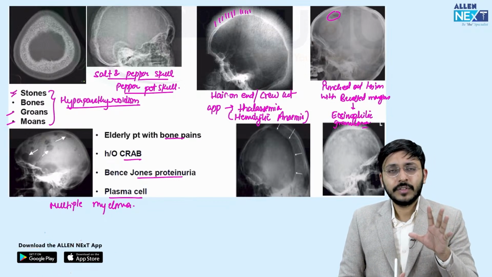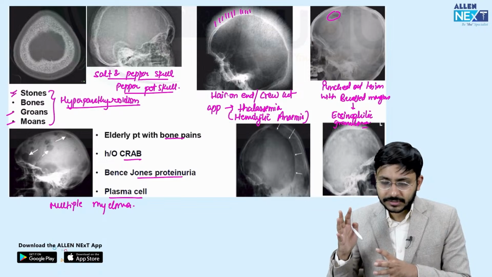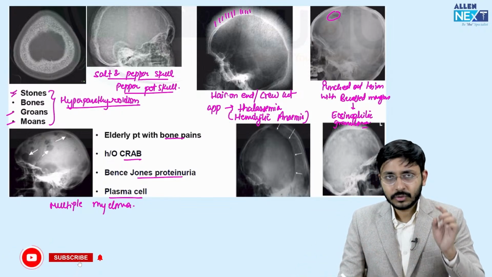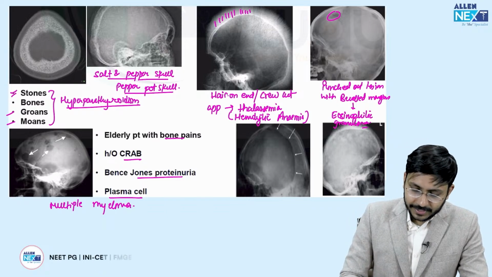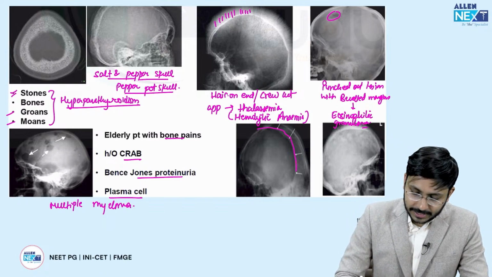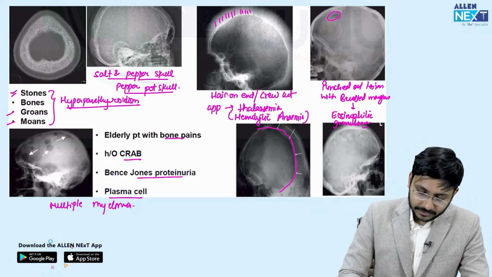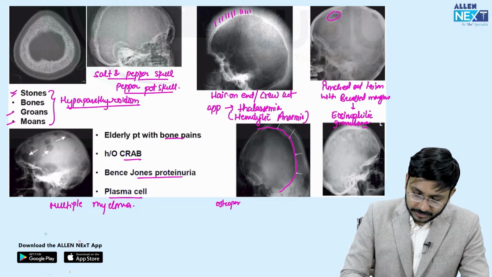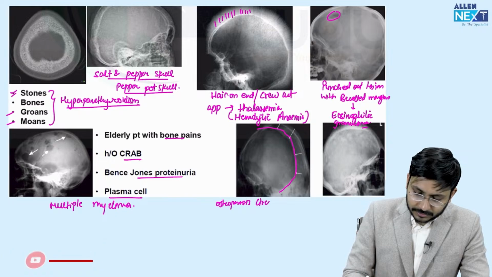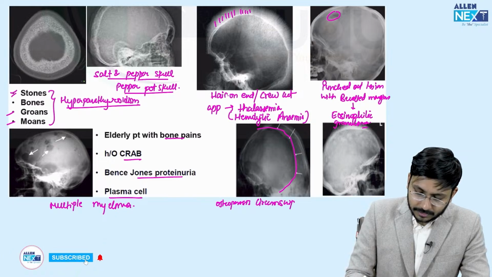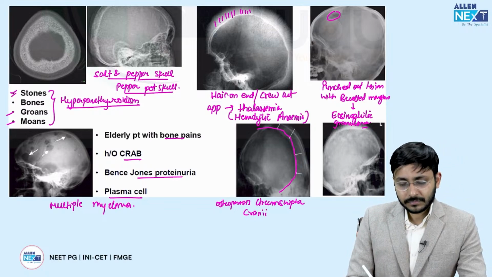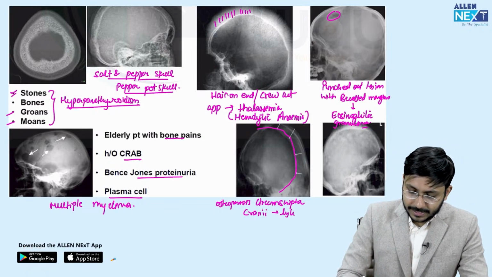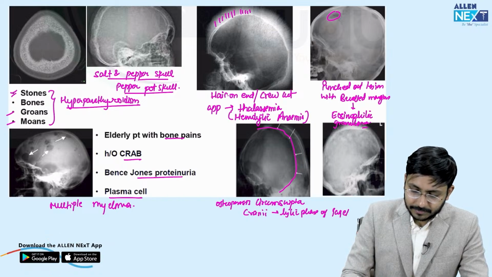Now, Paget's disease we know has a lytic phase, a sclerotic phase, and a mixed phase. So, in the lytic phase of Paget's disease, we get this well-defined large lytic area in the skull. This is known as osteoporosis circumscripta cranii. So, this is seen in the lytic phase of Paget's disease.